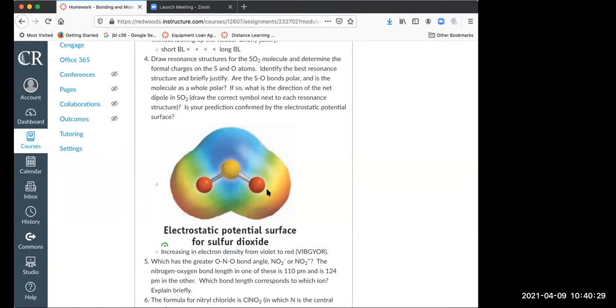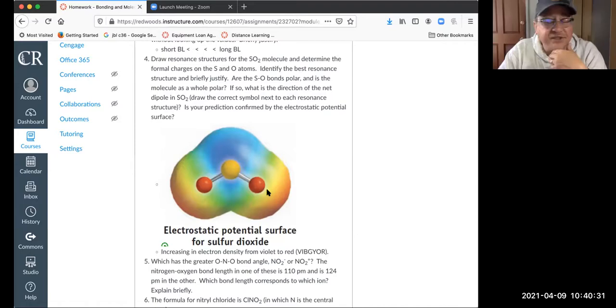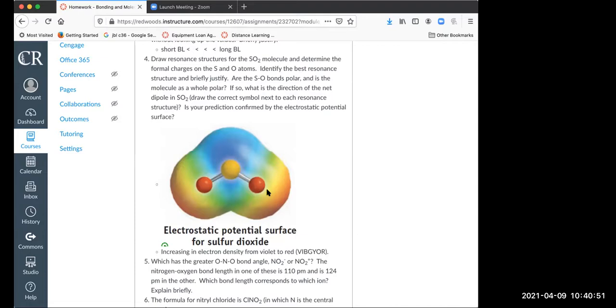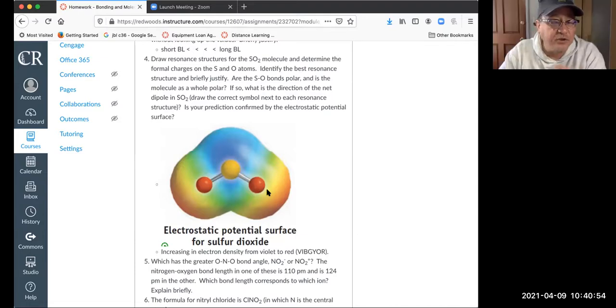Yeah. Now notice here that the bonds that they show, they're just bonds. They're not double bonds or single bonds. They also don't show lone pairs. So in this case, those sticks between the atoms are just to show you that they're bonded together without regard to whether it's a double bond, triple bond, or single bond. Right. However, the way this is drawn, is it obvious that those two bonds are the same length?